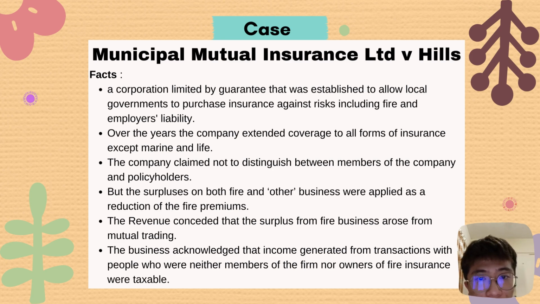In this case, a corporation limited by guarantee was established to allow local governments to purchase insurance against risks including fire and employer liability. Over the years, the company extended coverage to all forms of insurance except marine and life. The company claimed not to distinguish between members of the company and policyholders, but the surpluses on both fire and other business were applied as a reduction of the fire premiums. So the revenue considered that the surplus from fire business arose from mutual trading. The company acknowledged that income generated from transactions with people who were neither members of the firm nor owners of the fire insurance was taxable.